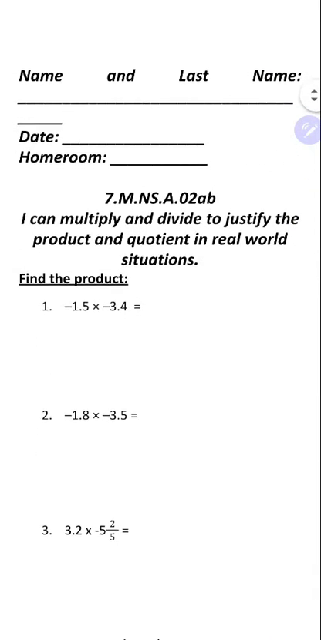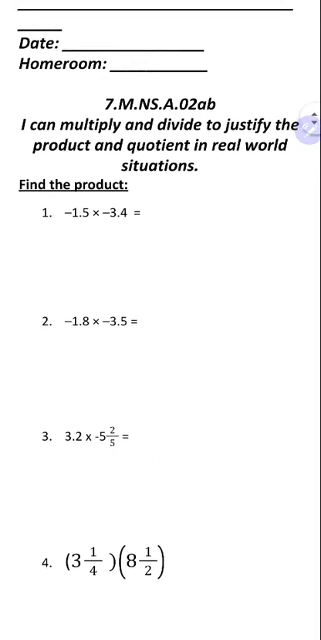Obviously, you need to first put your first name and last name, because if you don't, I will not know who the assignment belongs to, even though you will be able to submit it on Google Classroom. What happens is that I sometimes get packets with no names. So it is very important that you submit your first name, last name, date, and your homeroom.